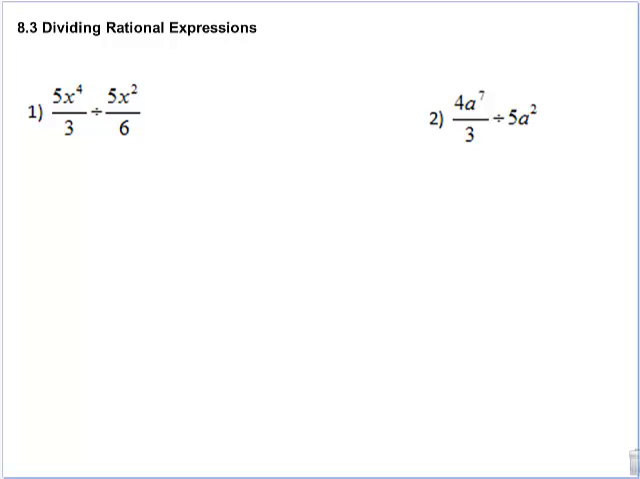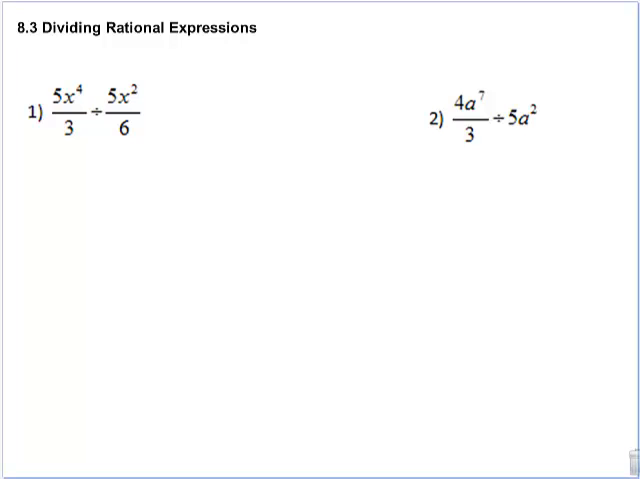Okay, so these problems are the same thing as what we were doing. The only difference is we are going to have to write out the multiplication problem first. The one nice thing about the dividing ones is that when we are rewriting the multiplication problem, at that same time, we can also factor anything that we can see. So we can do that step all at the same time, and simplify.